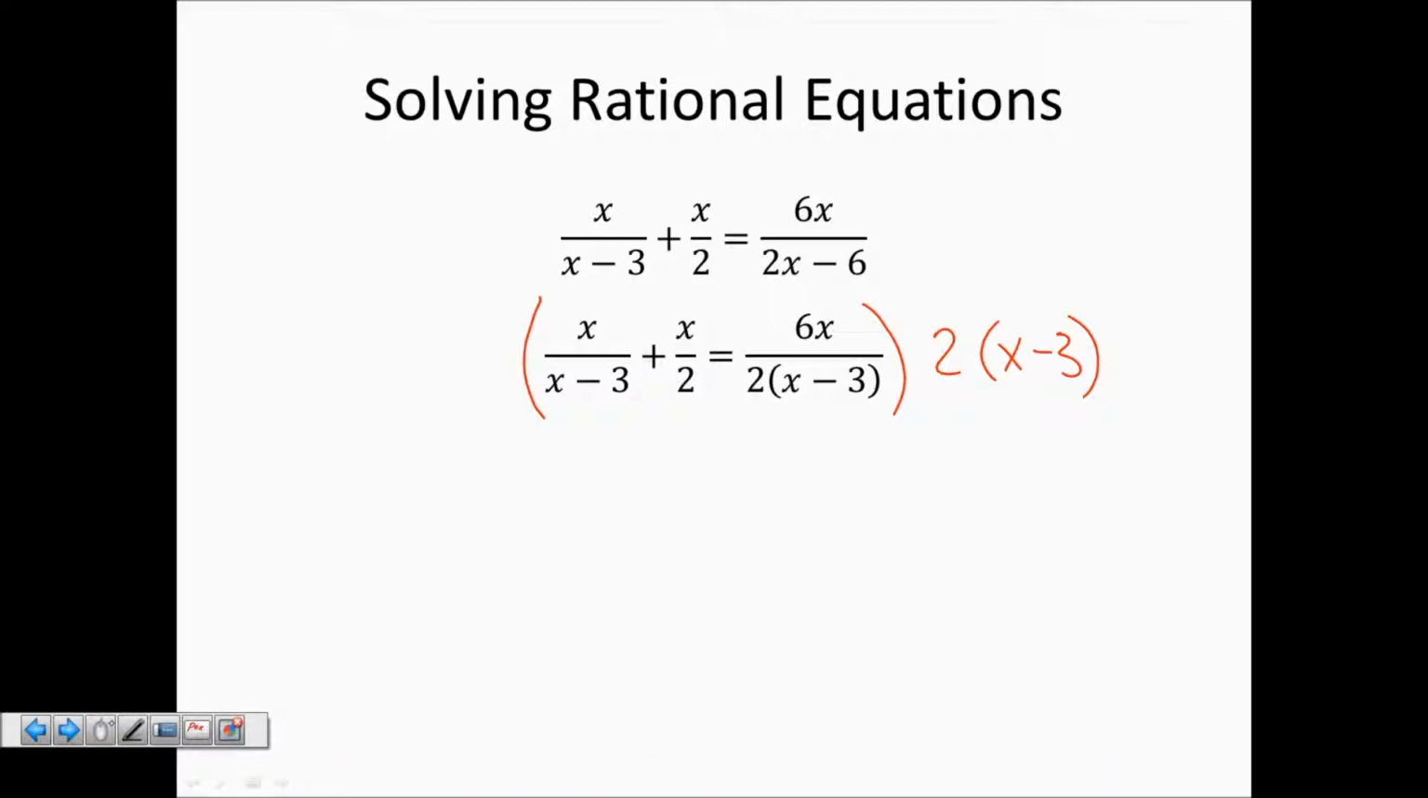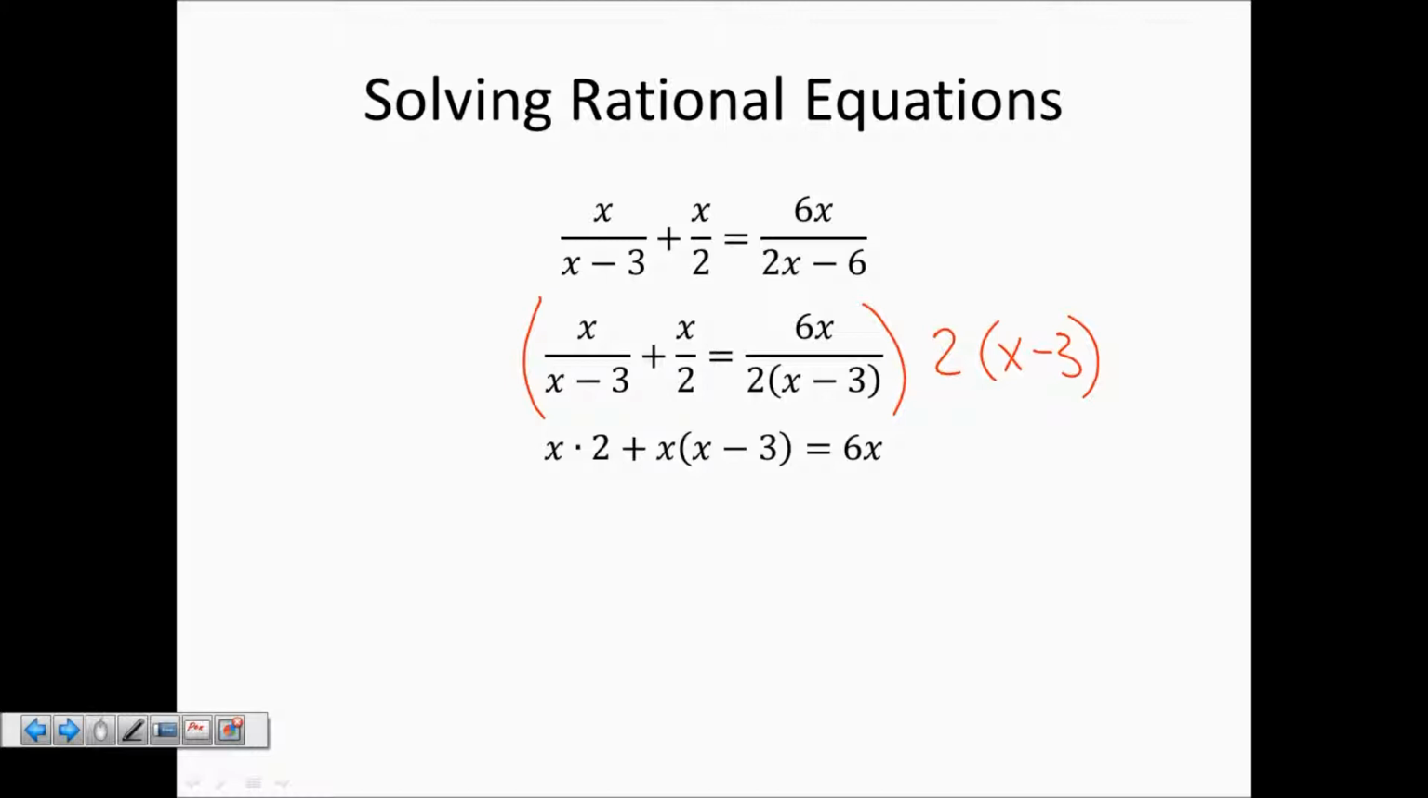When I do that, if the fraction has the x minus 3, it cancels out the x minus 3. It only gets multiplied by the 2. If that fraction has the 2, that cancels out. It only gets multiplied by the x minus 3. If it has both the 2 and the x minus 3, like the last fraction does, then both of those get canceled away, and we really don't multiply the top by anything.